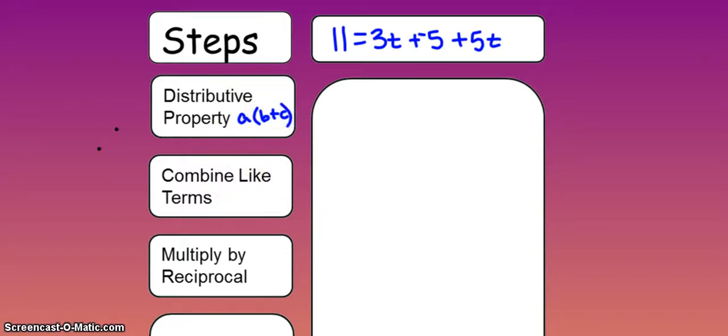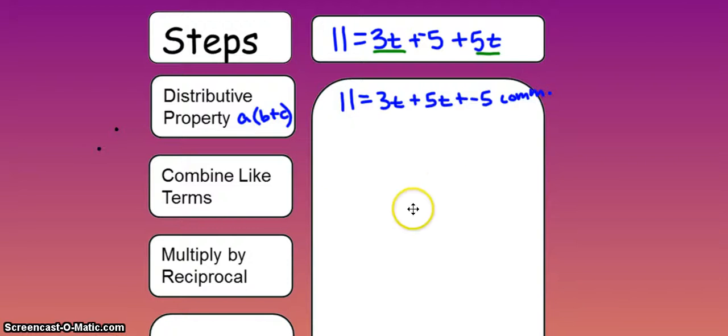We don't have any of that. Do we need to combine like terms? Are there any problems here that have the same variable part? Well, 3t and 5t. Okay, so first thing that we're going to do is rewrite it using the commutative property. We want those next to each other. So we want 3t plus 5t plus negative 5. That's our commutative property. Okay, we draw a line down the middle still.